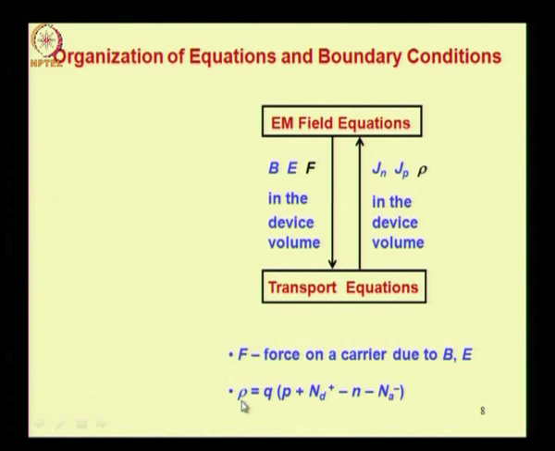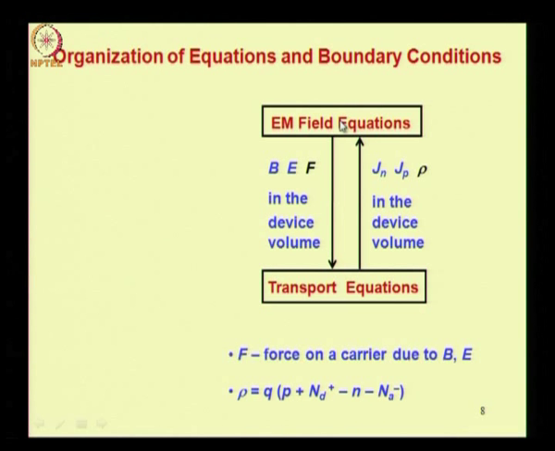So space charge is given by this equation, Q into P plus Nd plus the total positive charges minus N minus Na minus. So these are the negative charges. Now this space charge and these current densities are required in the electromagnetic field equations to estimate B, E and F. The current densities, for example, tell you what would be the static magnetic field around the current, right? And similarly the space charge will contribute to the static electric field here. So that is how these quantities are required in the electromagnetic field equations.